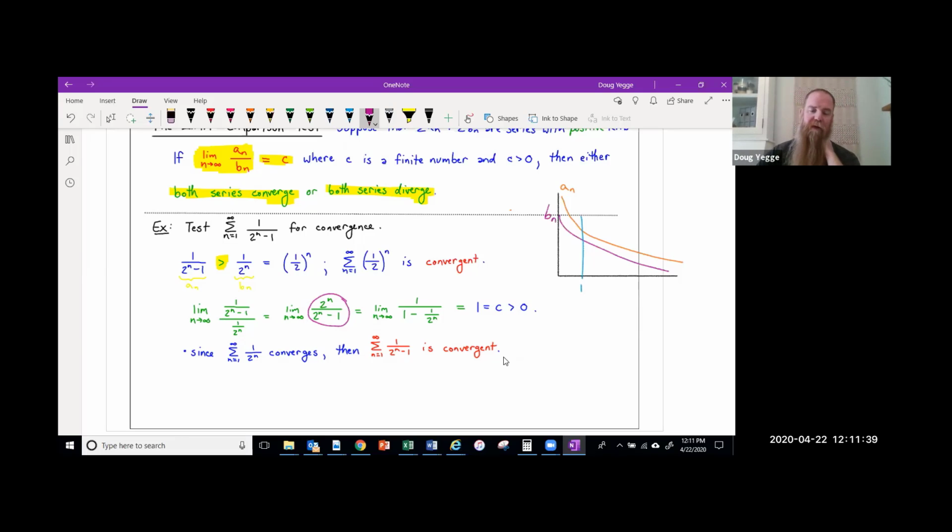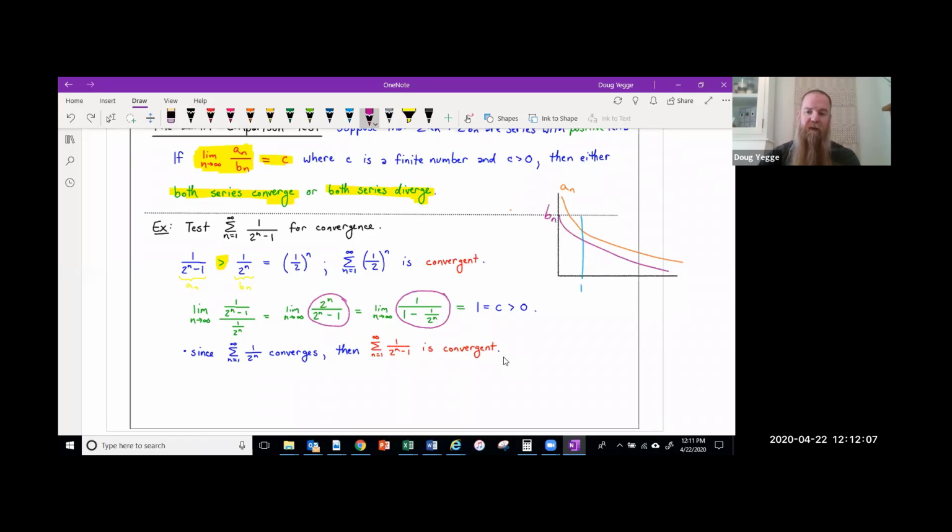So I've got to get a little creative here, and let's just divide top and bottom by 2 to the n. If I divide all of these by 2 to the n, then notice that I get this function. And now notice that I took the limit as n approaches infinity. That caused this term to go to 0, so all I was left with was 1.